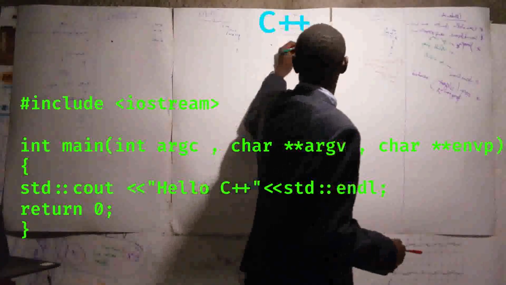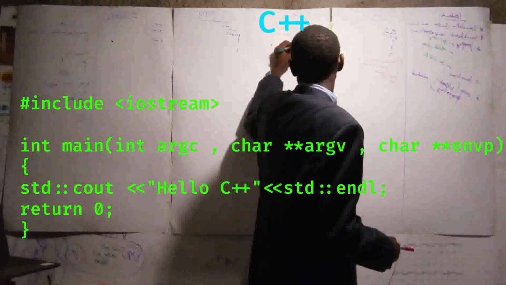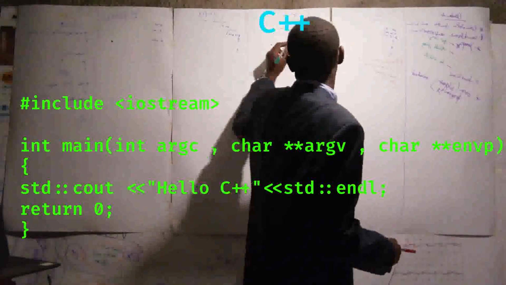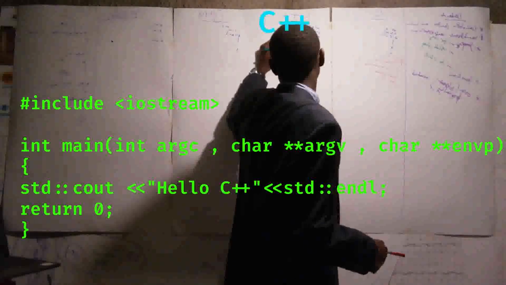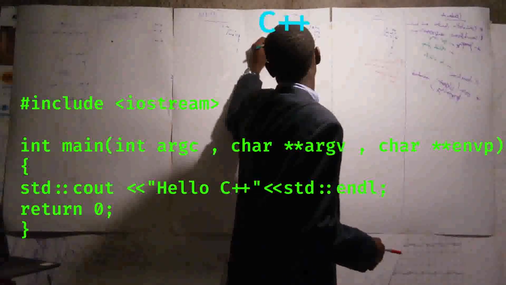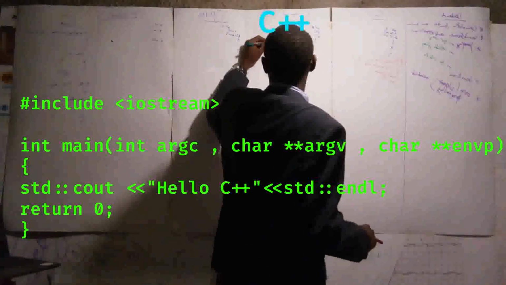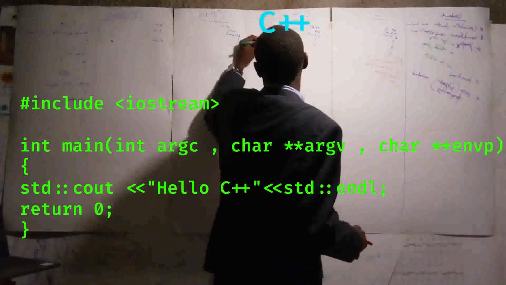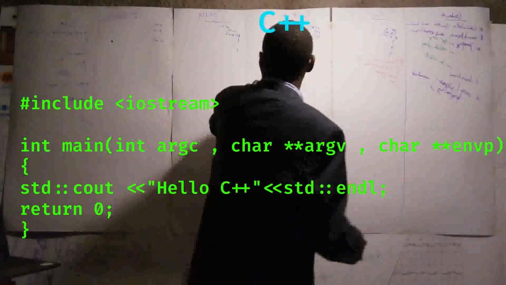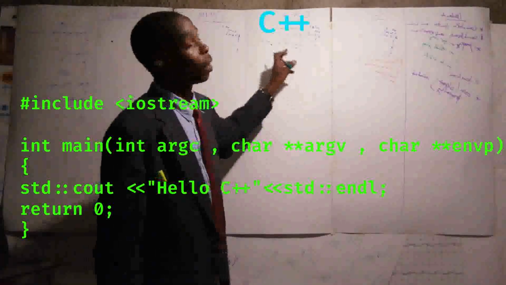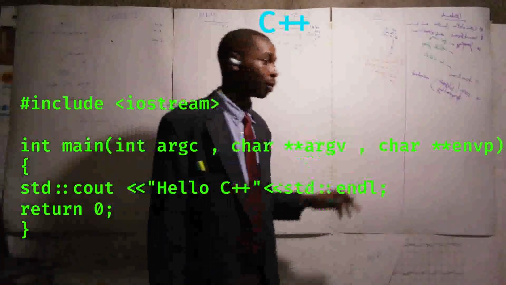You should write std, four dots, cout, and then these two symbols, then double quotes, hello C++. If you want the cursor to jump to a new line, you should put std double colon endl, then return 0. This is the process of how you print strings in your C++ code.